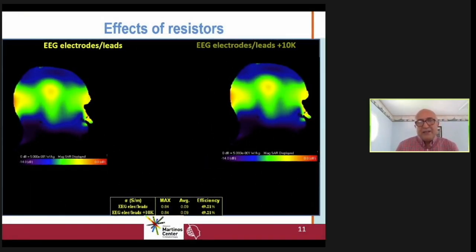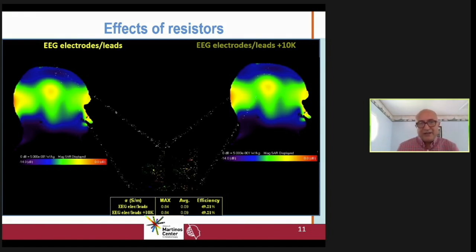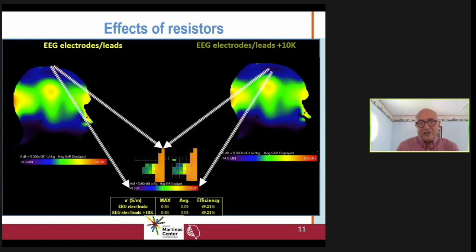Many manufacturers of EEG caps and nets used to put a 10K resistor on top of the electrode. However, we and others have shown that this does not change the local SAR almost at all. Basically, the presence of all this metal still produces a shielding effect, so it will change both the SAR and the electric field despite the presence of the resistors.